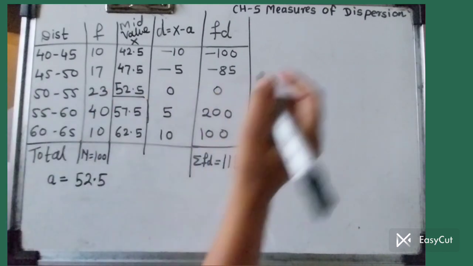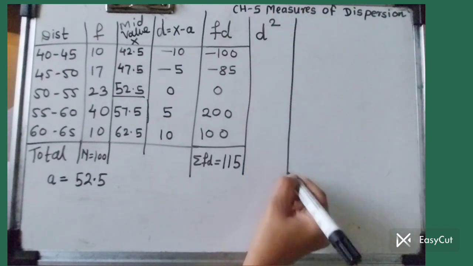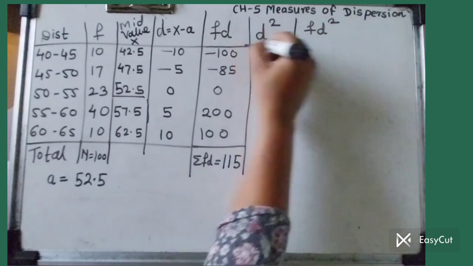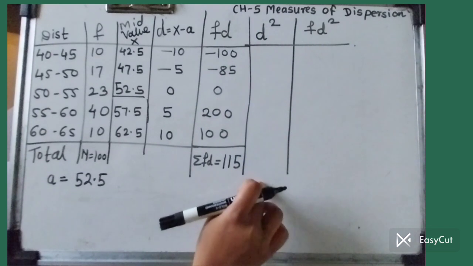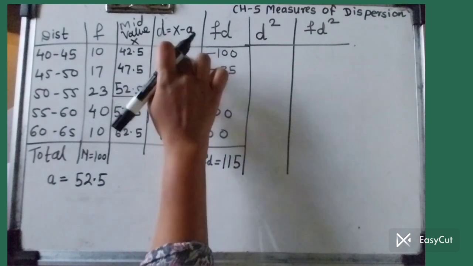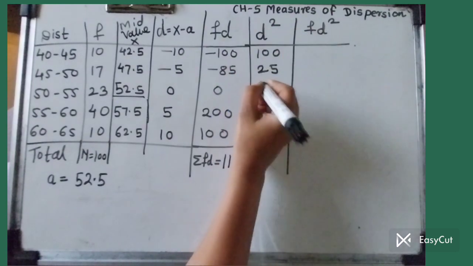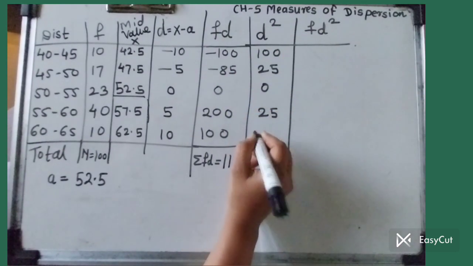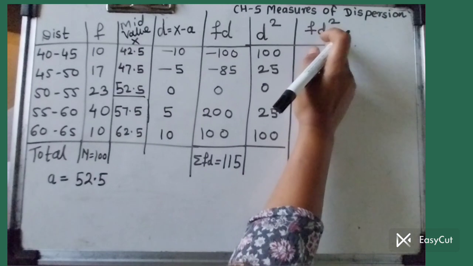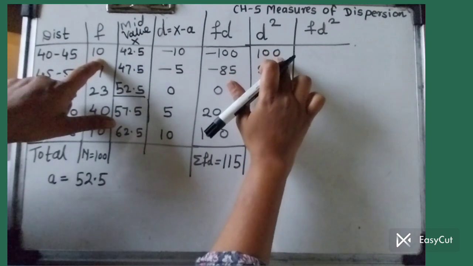The next column is D square, because in the formula we require summation FD square. So that's why we are preparing D square. What is D square? The square of this number. Square of minus 10 is 100, 5 squared is 25, 0, 25, here 100. No need to find summation D square here. Now FD square: take the product of the F column and the D square column.